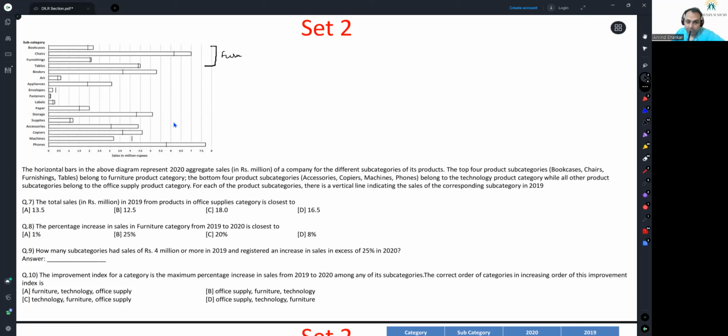The bottom 4 product subcategories, accessories, copiers, machines, and phones, belong to the technology product category. These 4 are for tech, while all other product subcategories, all the way down to supplies, belong to the office supply product category. For each of the product subcategories, there is a vertical line indicating the sales of the corresponding subcategory in 2019. So not only do we have information for 2020, we also have information for 2019.